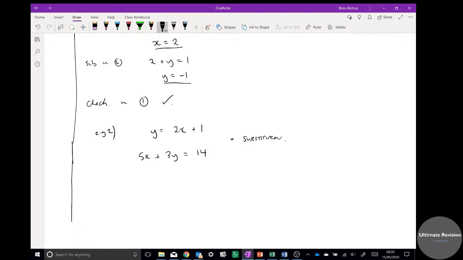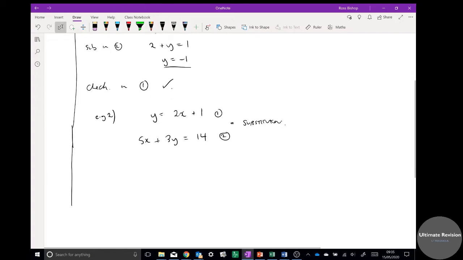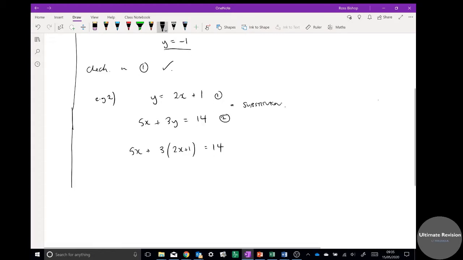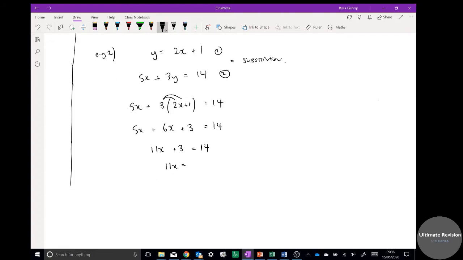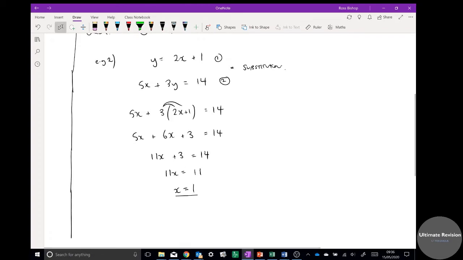I know that y is equal to 2x plus 1. So in the second equation, wherever I see a y, I'm going to replace it with 2x plus 1. Okay, that's legal, that's fine, isn't it? I've taken the y out of the second one and I've put in 2x plus 1 in its place. And then I can solve this as usual. 5x plus 6x plus 3 equals 14, 11x equals 11. X should equal 1.